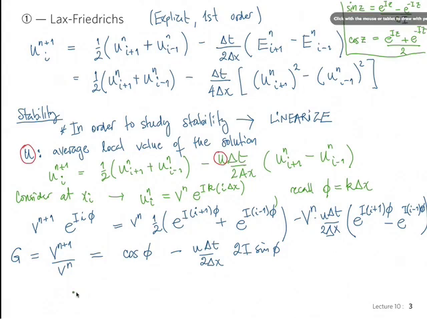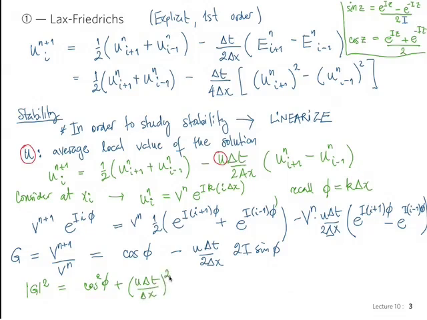Okay, so continuing here, our modulus of g is equal to cosine squared phi plus u delta t divided by delta x, the 2 cancels out, squared sine squared phi, which we can rewrite using the standard trigonometric identity for the sum of the squares of the sine and cosine. 1 minus u delta t over delta x squared sine squared phi. And from here you can get the stability requirement.